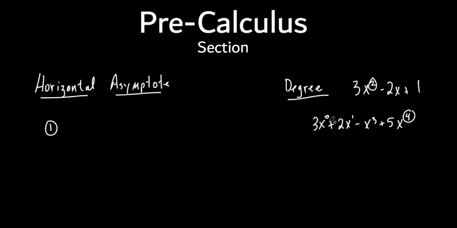So you can look at all the exponents. You got a 0, you got a 1, you got a 3, you got a 4. Which one's the highest one? 4 is the highest one, so that's the 4th degree. So when I talk about the top degree and the bottom degree, that's what I'm looking at. I'm looking at the top of the function. Okay, these are rational functions, right?